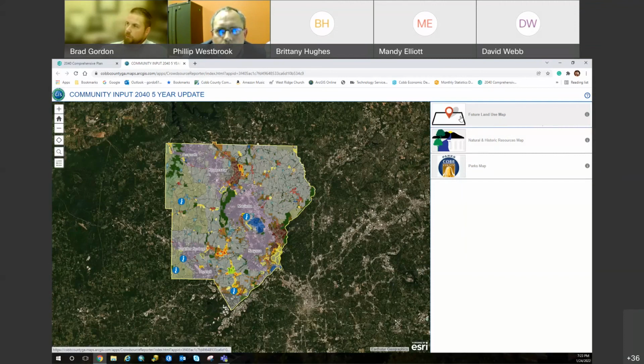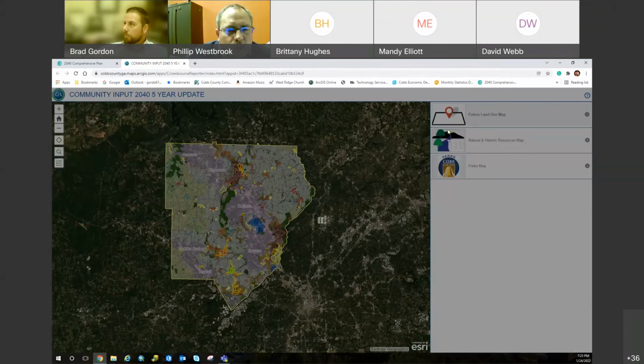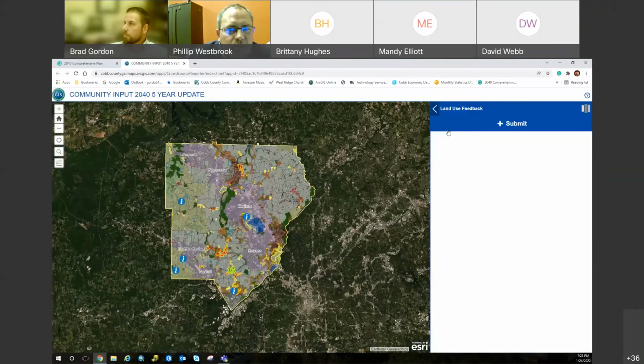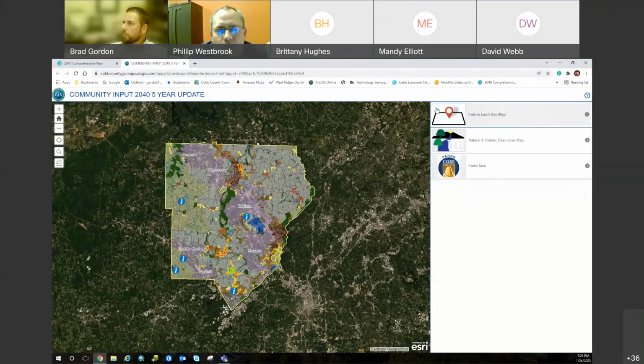For each one of these categories, there's an I button on the right hand side, map information, and that explains how you maneuver through the different categories, and how you provide comments on each one. So we will click on the future land use map first. Just show them, click on the I so that they can see the information that's available.